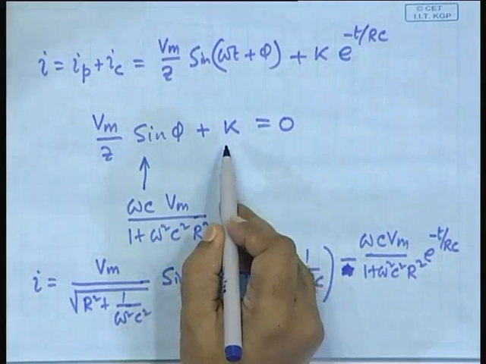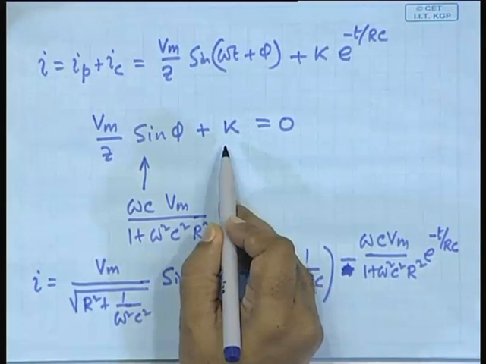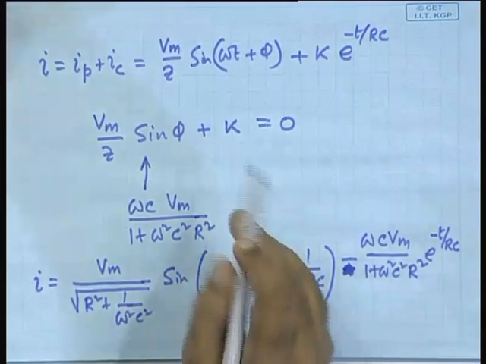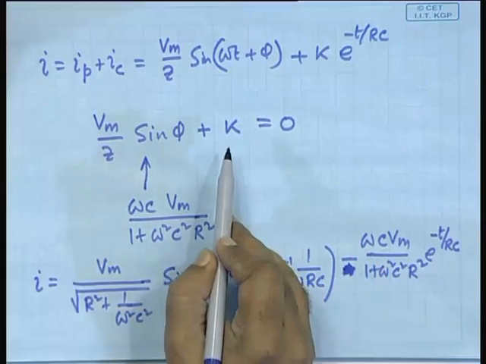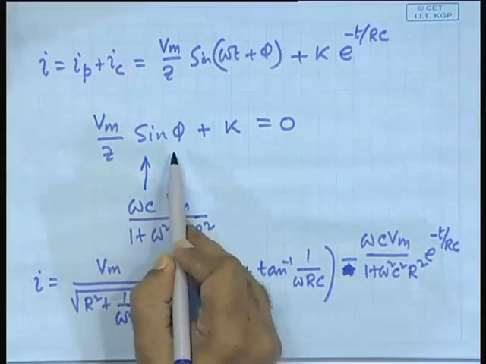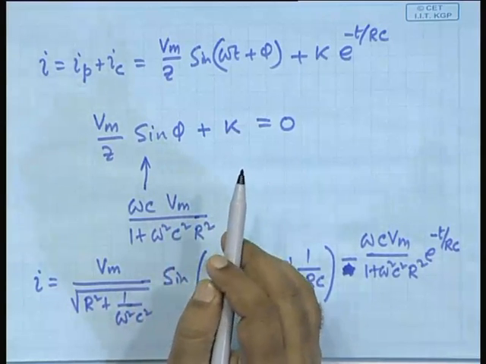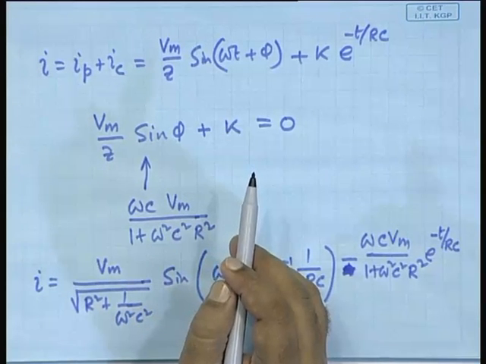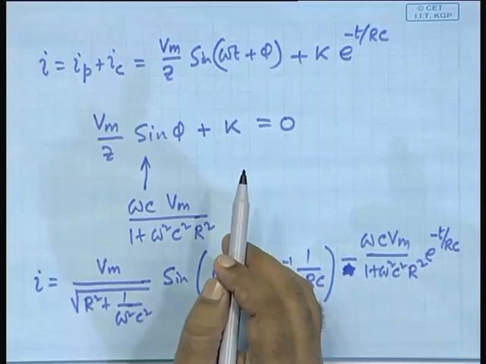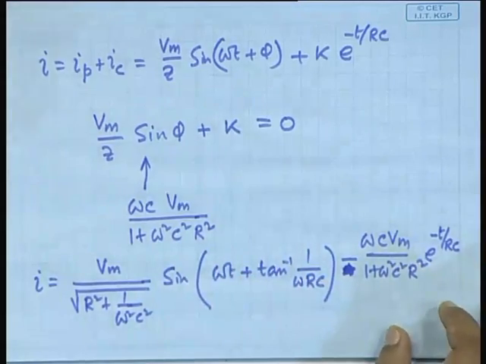When k is 0, you are right. So under what condition is V m by Z sin phi 0? That would be the question then. It is important because there are certain conditions under which you would like to avoid the transient. So it is necessary in a dynamical sense to understand under what condition there will be no transient at all. Okay, we'll come back to that.